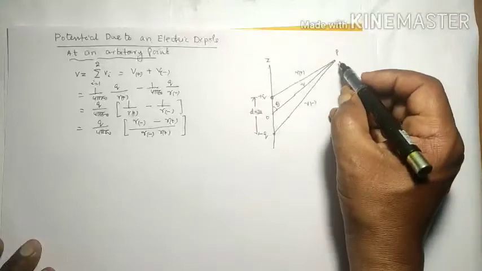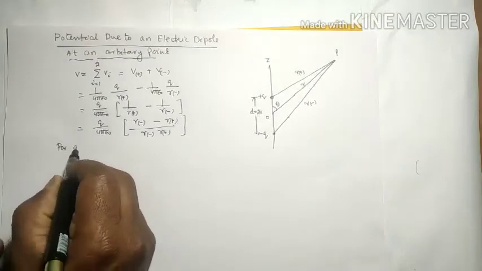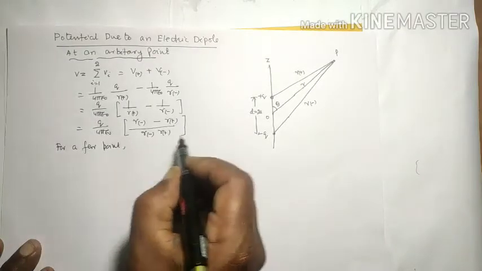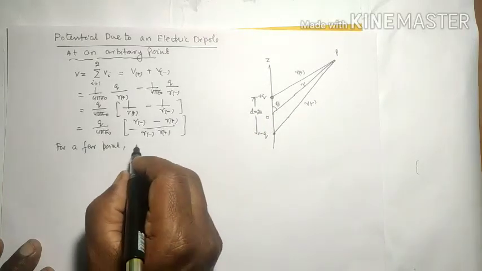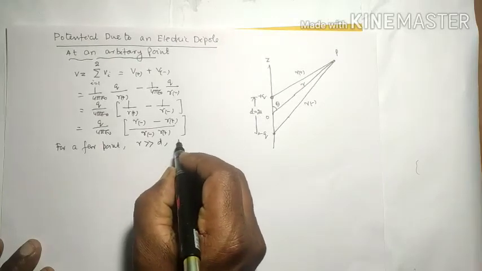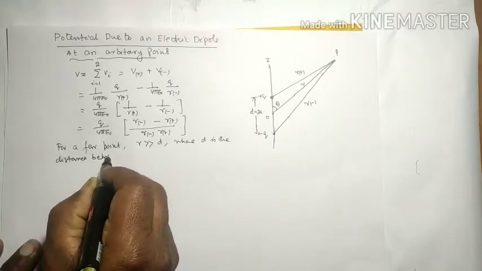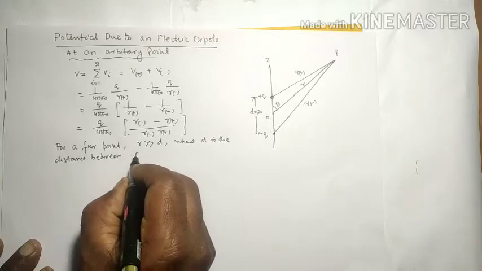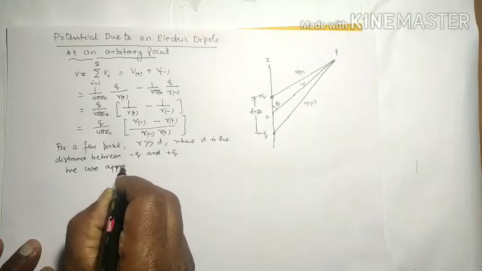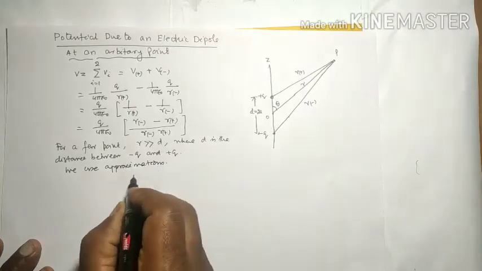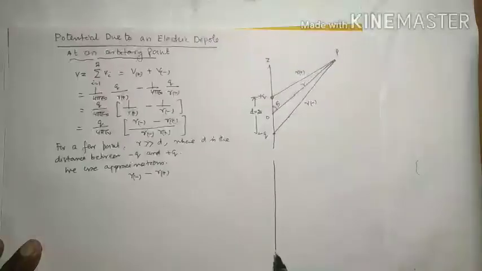So we are interested in a far point. What is the potential for a far point? For a far point from the dipole, r is much greater than d, where d is the distance between plus q and minus q. So we use an approximation for r minus minus r plus. So we draw this diagram.